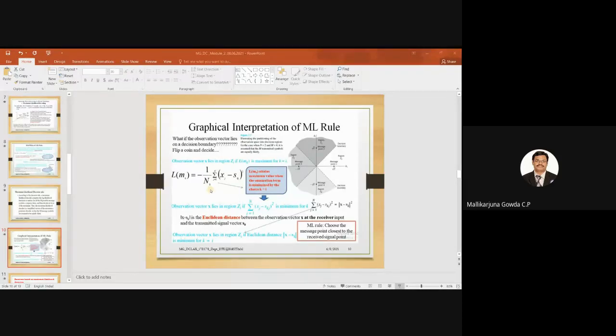So what is that log likelihood function? This is how I define the log likelihood function. L of mk is equal to minus 1 by N0 into the summation of j from 1 to N of (xj minus skj) whole square. So when this log likelihood function attains the maximum value, when can it attain the maximum value?